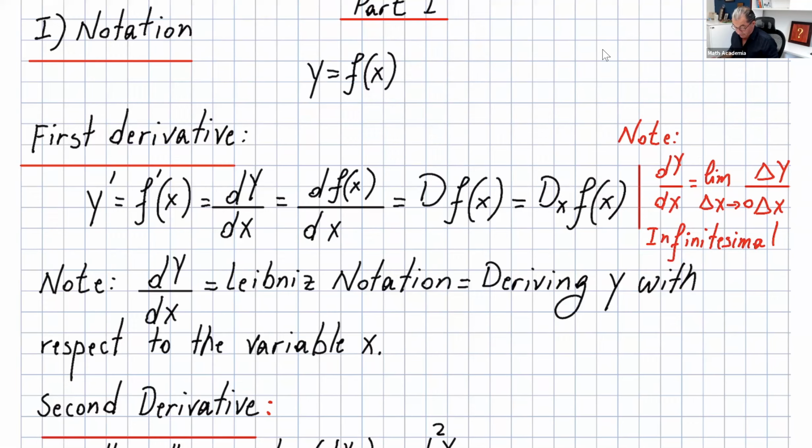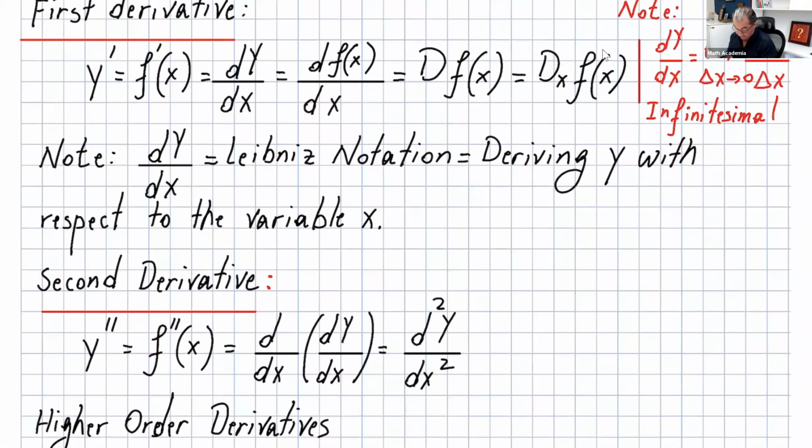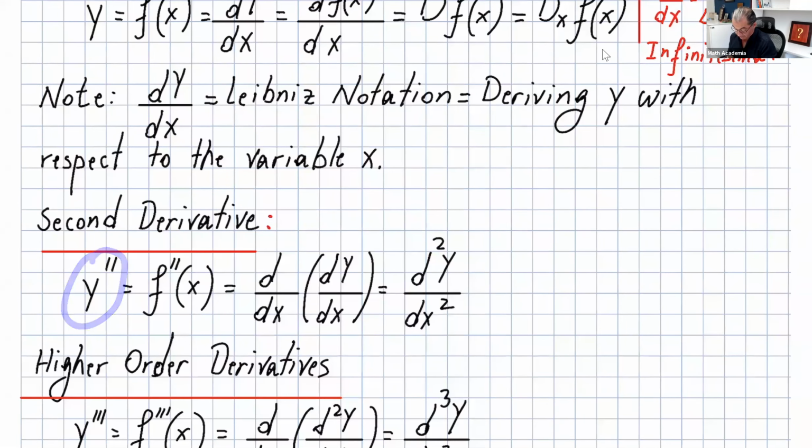The second derivative is y double prime of x, or f double prime of x, and this just means find the derivative of dy dx with respect to the variable x. Again, this is the Leibniz notation. If we multiply across, then d times dy is d squared y over dx squared.